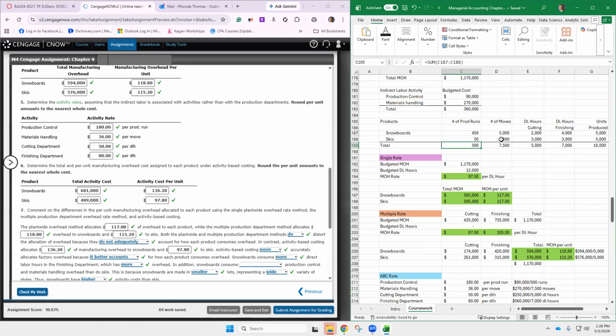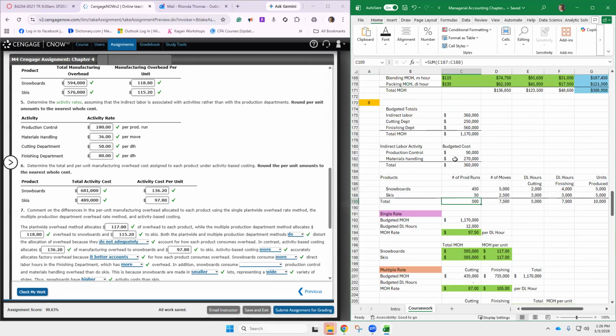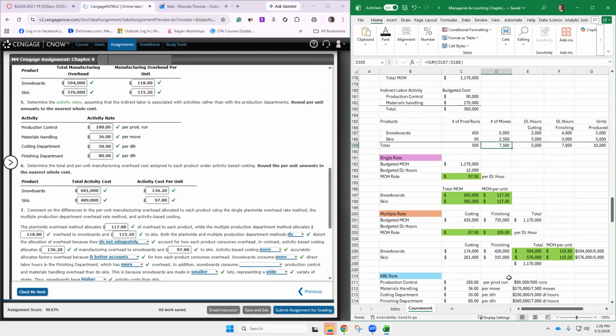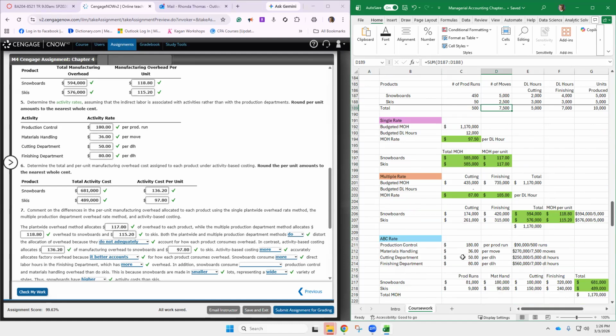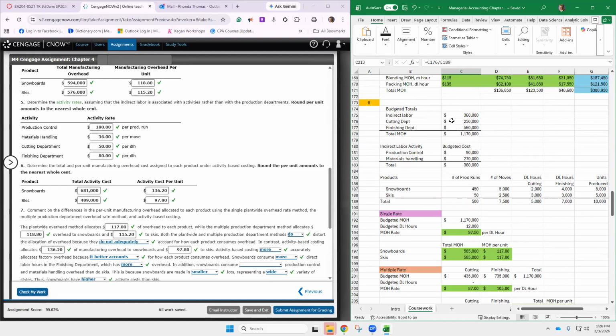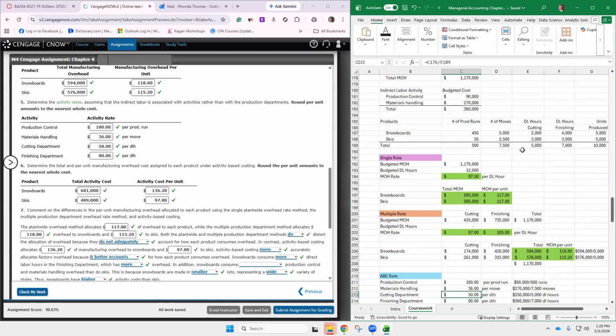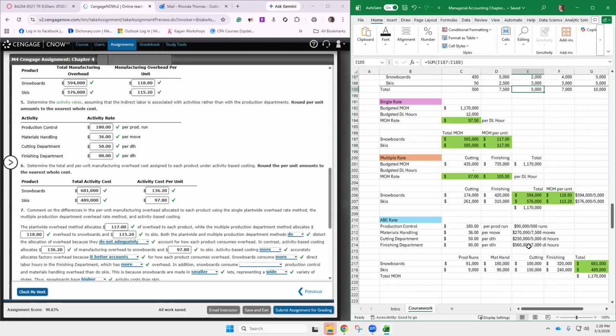Then we do materials handling. Materials handling is $270 divided by 7,500 moves. You have to use total moves. And that is $36 a move. Then our cutting department is $250 for the department divided by all of the cutting hours, which is 5,000 hours. And I put that there.